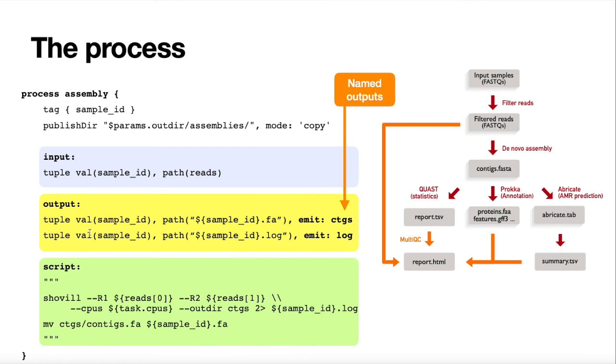Sometimes we have multiple outputs, so we can name them to make it easy to collect the appropriate channel in the workflow. So we say, okay, the contigs will be called ctgs, and the log file will be saved in the log output.